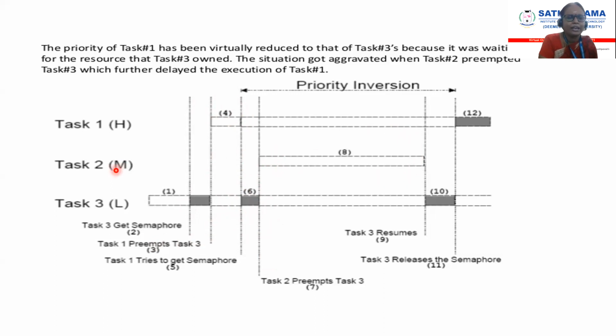Task 2 is executing, but it is a medium task, so it knows it won't get the semaphore and does not try. After completing its work, it drops the CPU. Once it drops, task 3 resumes. Task 3 has the key, the semaphore, so it completes all its resources. After completing them, it releases the semaphore: now you have the semaphore. Now task 1 will acquire that semaphore.